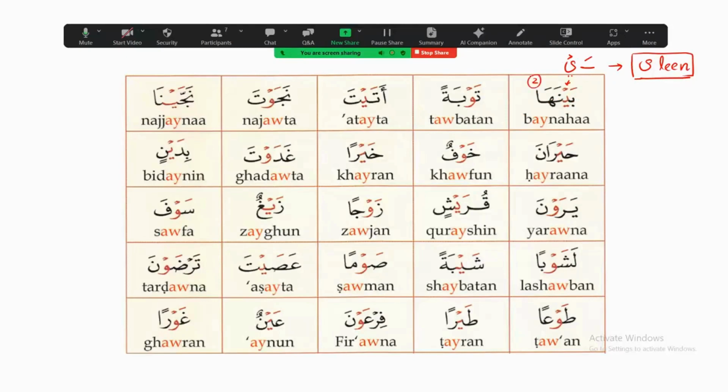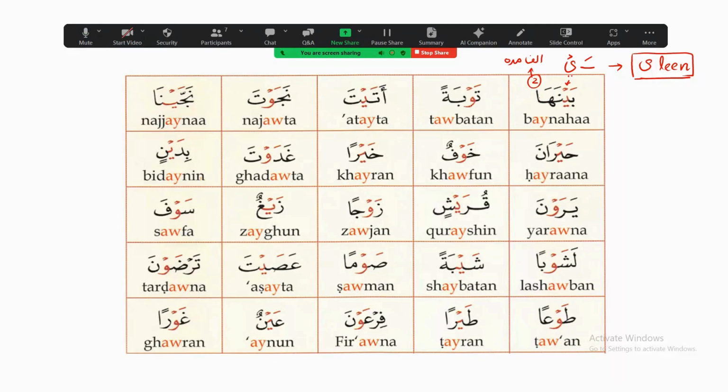Why? Because there is alif madda happening, which is alif has a sakin, and on the previous letter of ha there is a fatha. So that is why we stretch the ha sound for twice the counts, and say ha. So this is baynaha.